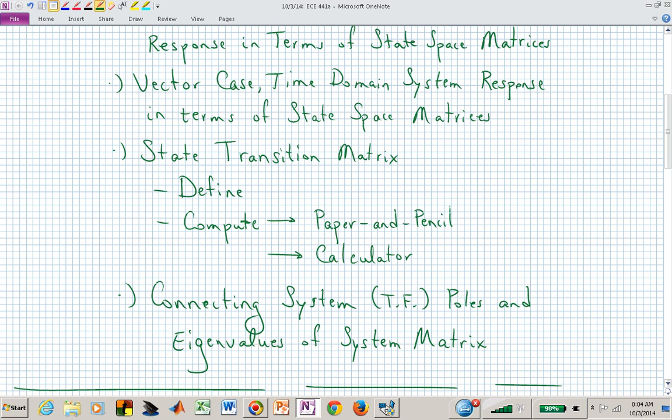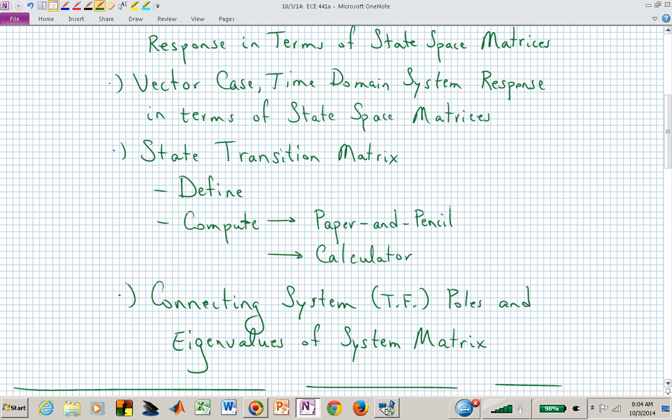Once we get through the state transition matrix, we will connect the pieces. In that state transition matrix, we are going to see that the eigenvalues are very important. They are going to be appearing in these exponents of our exponentials, and those are going to be floating around all over in our state transition matrix.